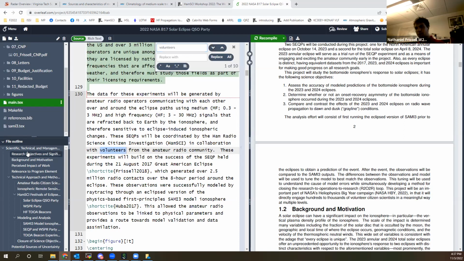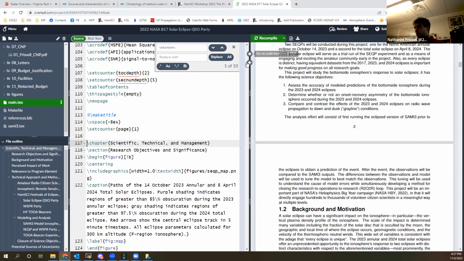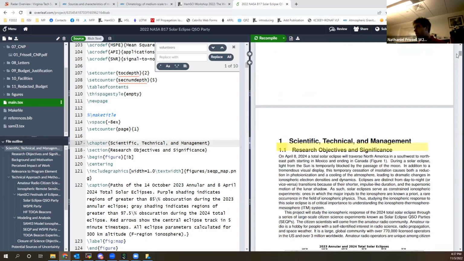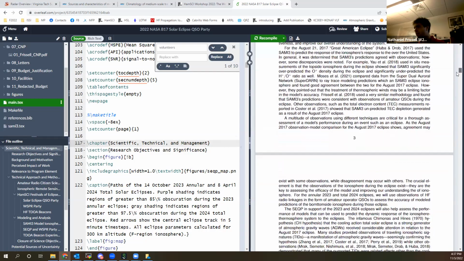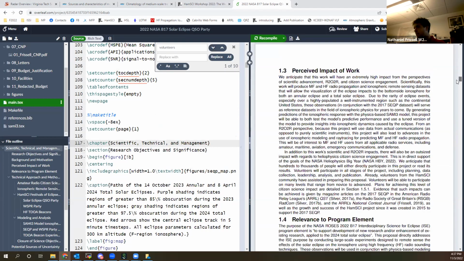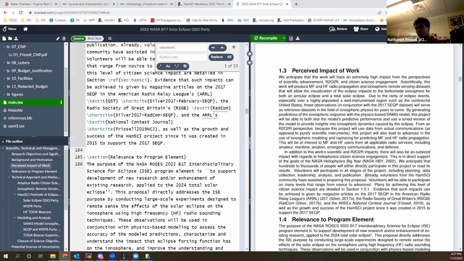Okay, so it's in 1.3. Second paragraph, right in the middle of the stack. You got it. Yep. Maybe I'll delete it from here. Do you think it fits better in 1.3 or in 1.5.1? Well, sure, one really fits in the perceived impact of the work.